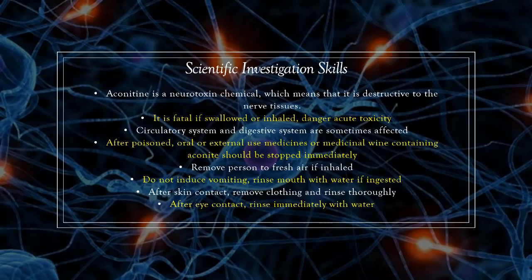So what do you do if you are poisoned? Oral extended use of medicine or medicinal wine containing aconite should be stopped immediately. You should remove the person to fresh air if inhaled. Do not induce vomiting. Rinse mouth with water if it was ingested. After skin contact, remove clothing and rinse thoroughly. After eye contact, rinse immediately with water.